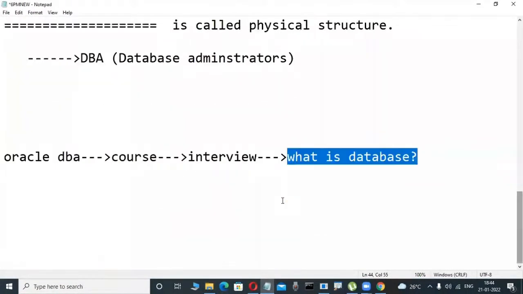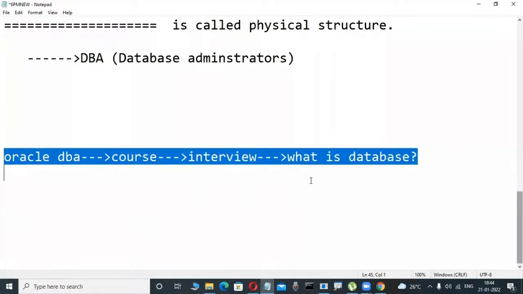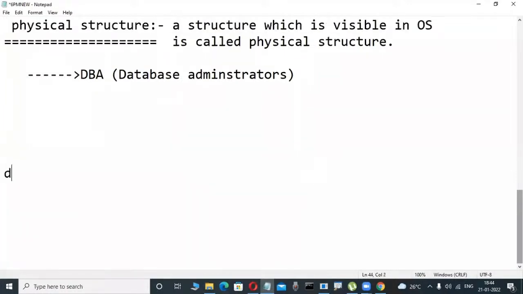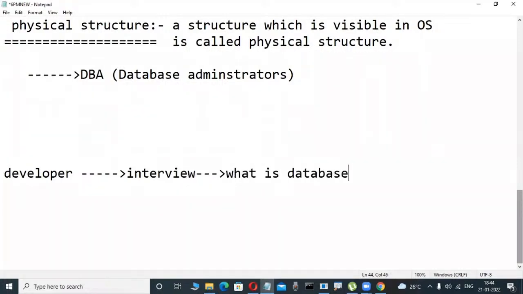Suppose I'm a developer, not an administrator, for example. Now I'm a Java developer, a SQL developer, a PL/SQL developer, or a Python developer, like that. These developers are attending an interview. What is a database? Generally, when they ask this, the developers answer from the logical structure side.